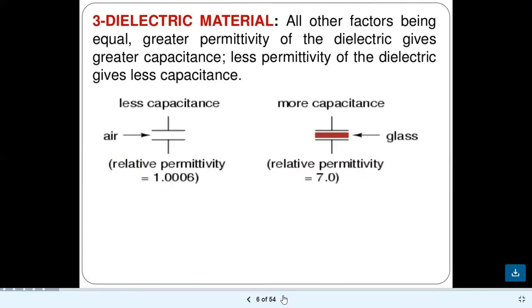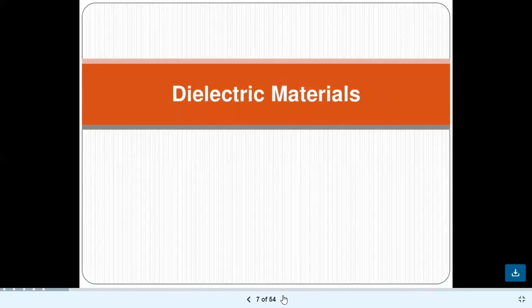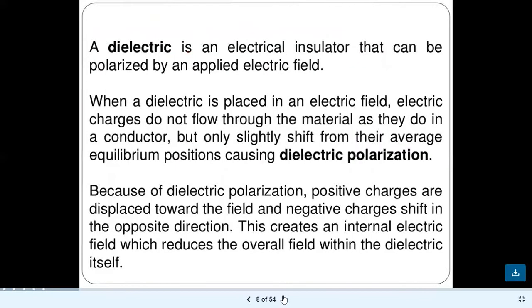The third factor is the dielectric material. All other factors being equal, a greater permittivity of the dielectric gives a greater capacitance. So we can say that the capacitance of a capacitor is directly proportional to the dielectric material. If we summarize, the capacitance of a capacitor depends on three factors. Number one, area, which is directly proportional. Spacing between the plates, inversely proportional. Dielectric material, directly proportional. Now the question arises, what is a dielectric material?